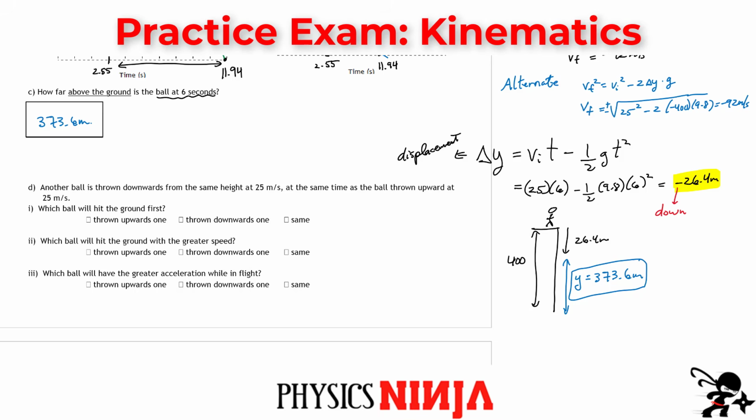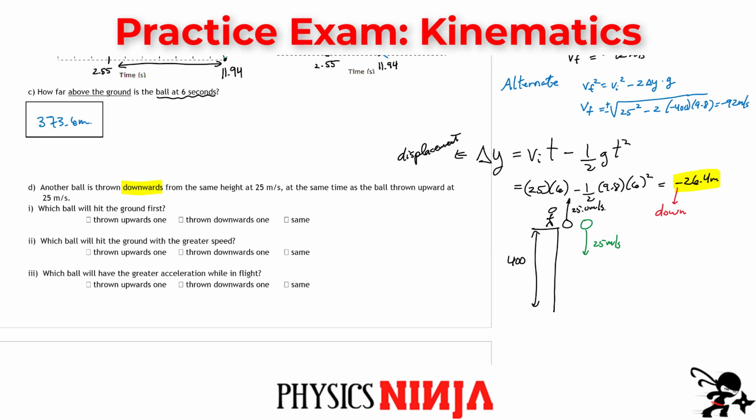All right, and problem D says another ball is thrown downward at the same height at 25 meters per second, at the same time as the ball is thrown upward. So now we're going to go down. What are we going to do in this case? Let's compare some of these choices. Which ball hits the ground first? We have ball number 1, which went up, and now ball number 2. Let me clean this up a little bit so we can compare the two. Ball number 2, I'll make it in green. It goes like this at 25 meters per second. This one was going up at 25 meters per second.